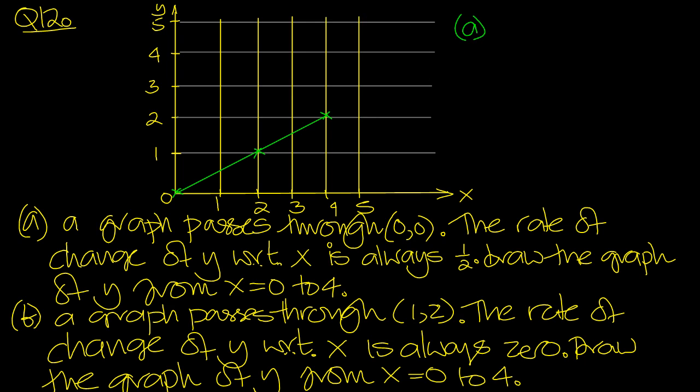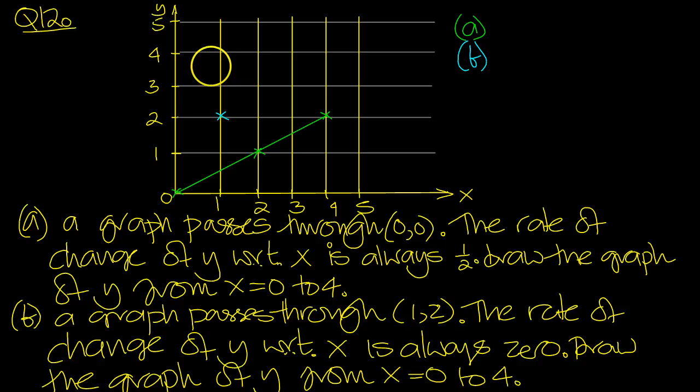So part B. A graph passes through 1, 2 here, and the rate of change of y with respect to x is always 0. So the gradient is 0. Draw the graph of y from x equals 0 to 4. So it's a flat line, isn't it, here?